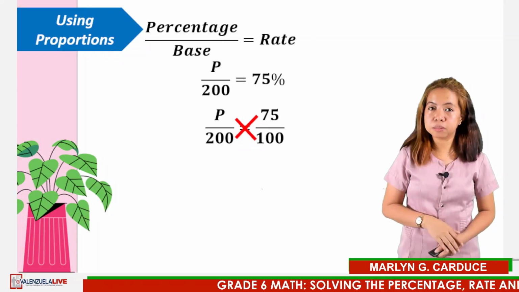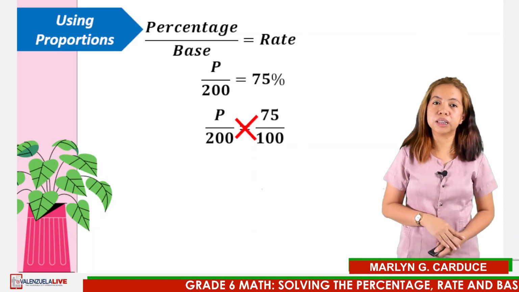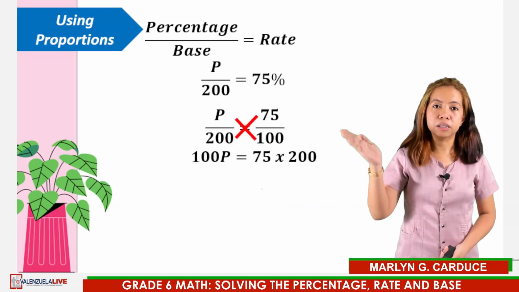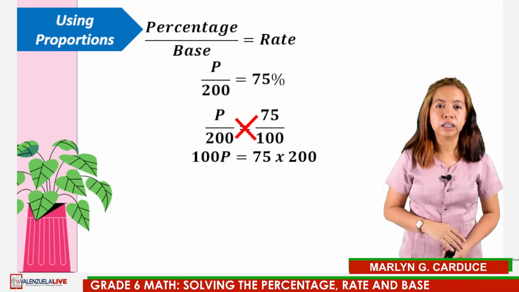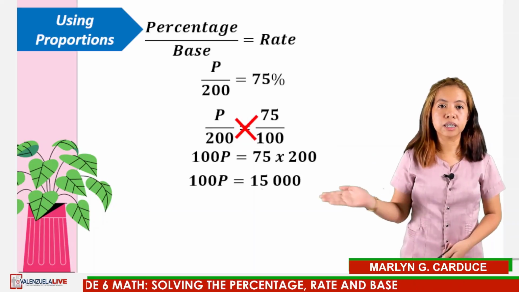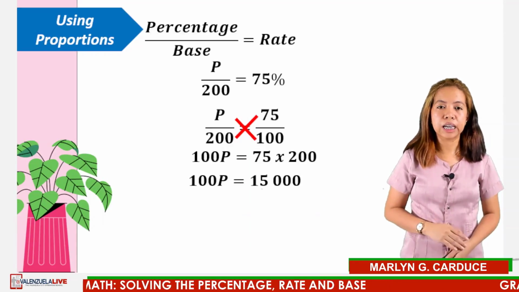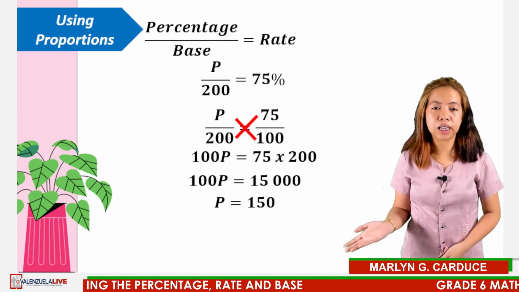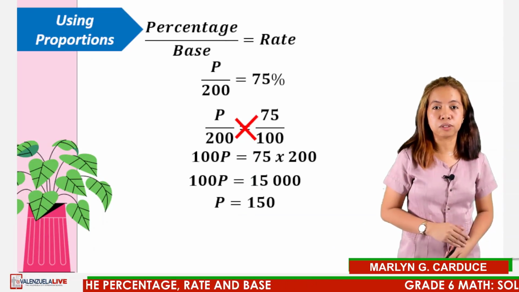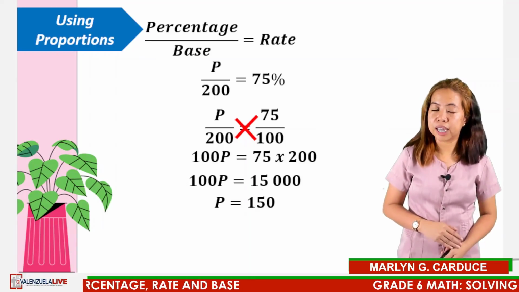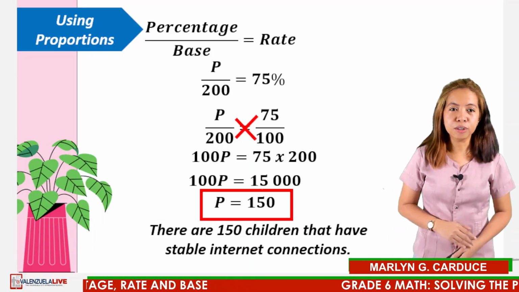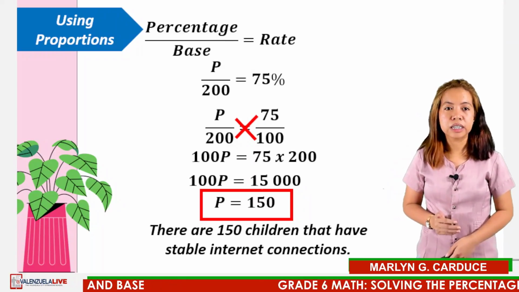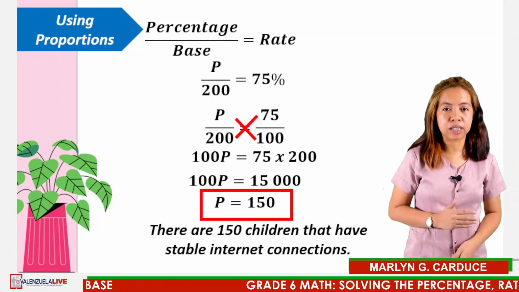And then get the cross product. P times 100 is 100P, and 75 times 200 is 15,000. Then divide both sides by 100. So P, or percentage, is equal to 150, and we get the same answer. Therefore, there are 150 children that have a stable internet connection.